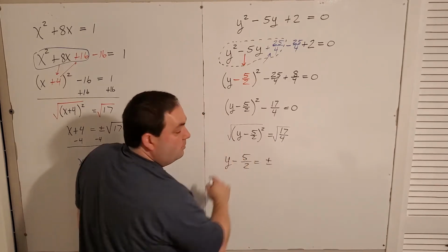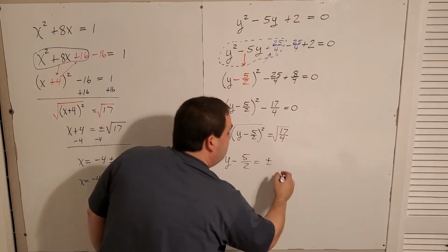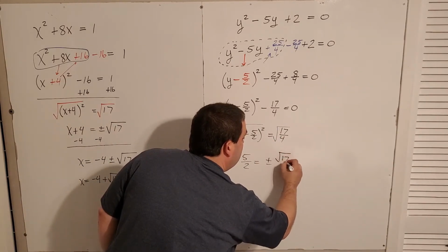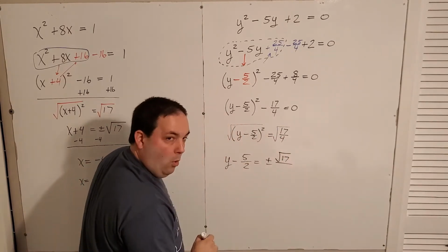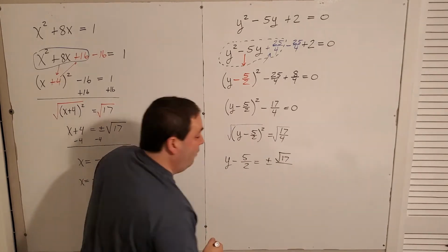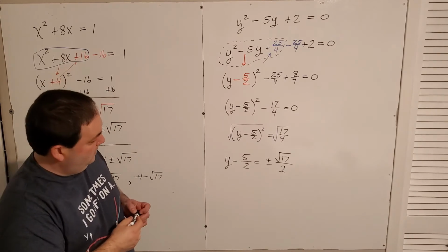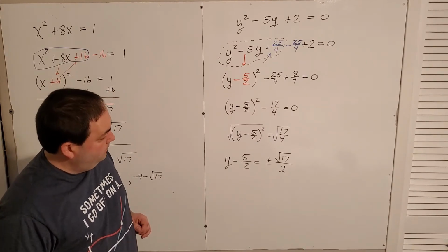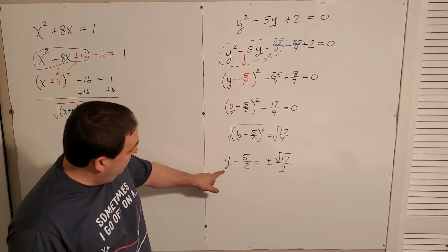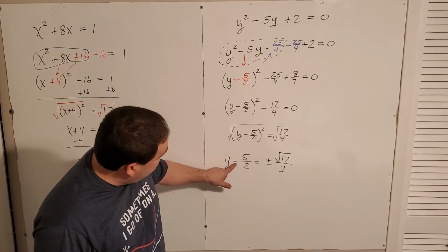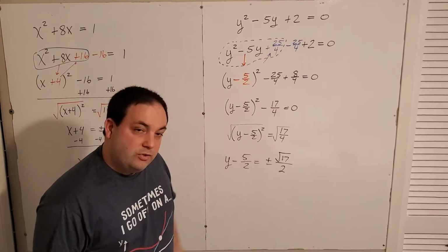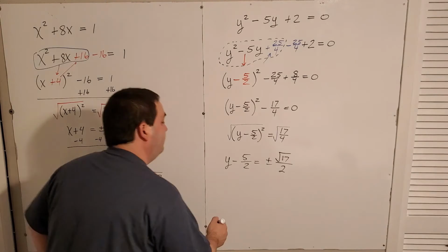Now I'm going to actually simplify this radical. I can say square root of 17 and square root of 4. But I can do square root of 4, right? That's just 2. All right. One more step, right? To get y by itself, I'll have to add the 5 over 2 to both sides.